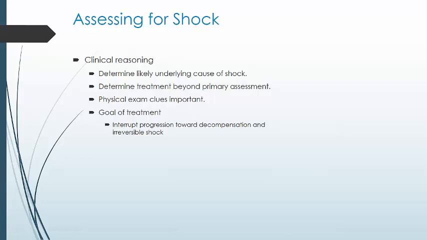Okay, so our goal of treatment is to stop that progression towards decompensated and irreversible shock. We want to stop it. If we do the wrong treatment, or if we have an inappropriate prioritization of treatments, then that treatment could be detrimental to the patient. A patient with fluid loss from vomiting and diarrhea needs volume replacement with IV fluids. But if you give that same amount of volume or fluid to a patient with hemorrhagic shock or a patient with heart failure, you could end up pushing them towards decompensated shock a lot faster. We don't want to do that.